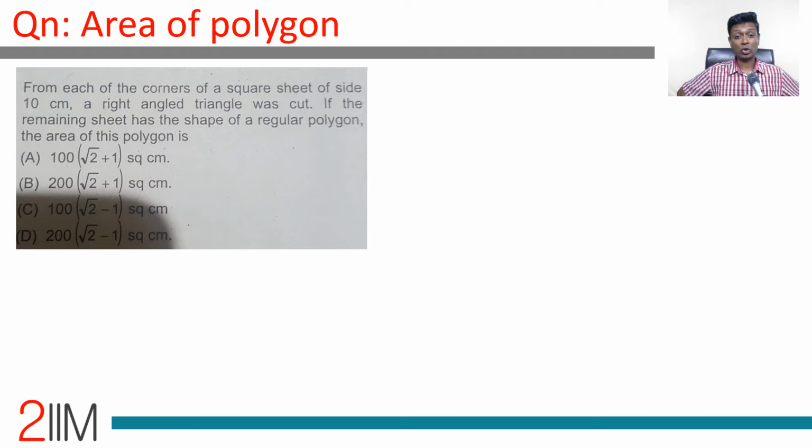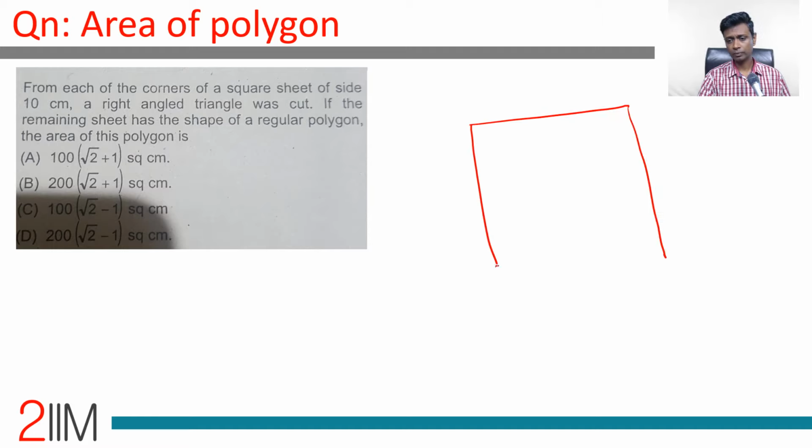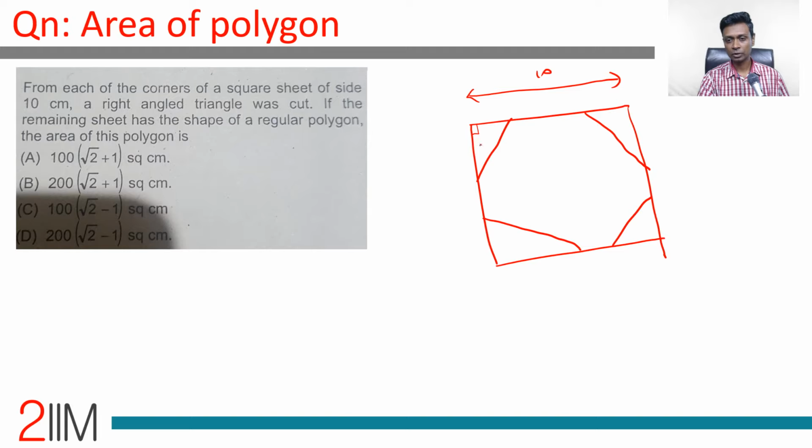From each of the corners of a square sheet of side 10 centimeters, a right angle triangle was cut. The remaining sheet has the shape of a regular polygon. So a square of side 10. A right angle triangle was cut. This is a right angle. So I'm cutting off something like this, something like this, something like this, something like this. Pardon my diagram. The whole thing is 10. This should be A. This should be A. This should be A. Obviously, the diagram does not work the way I'm looking at it.